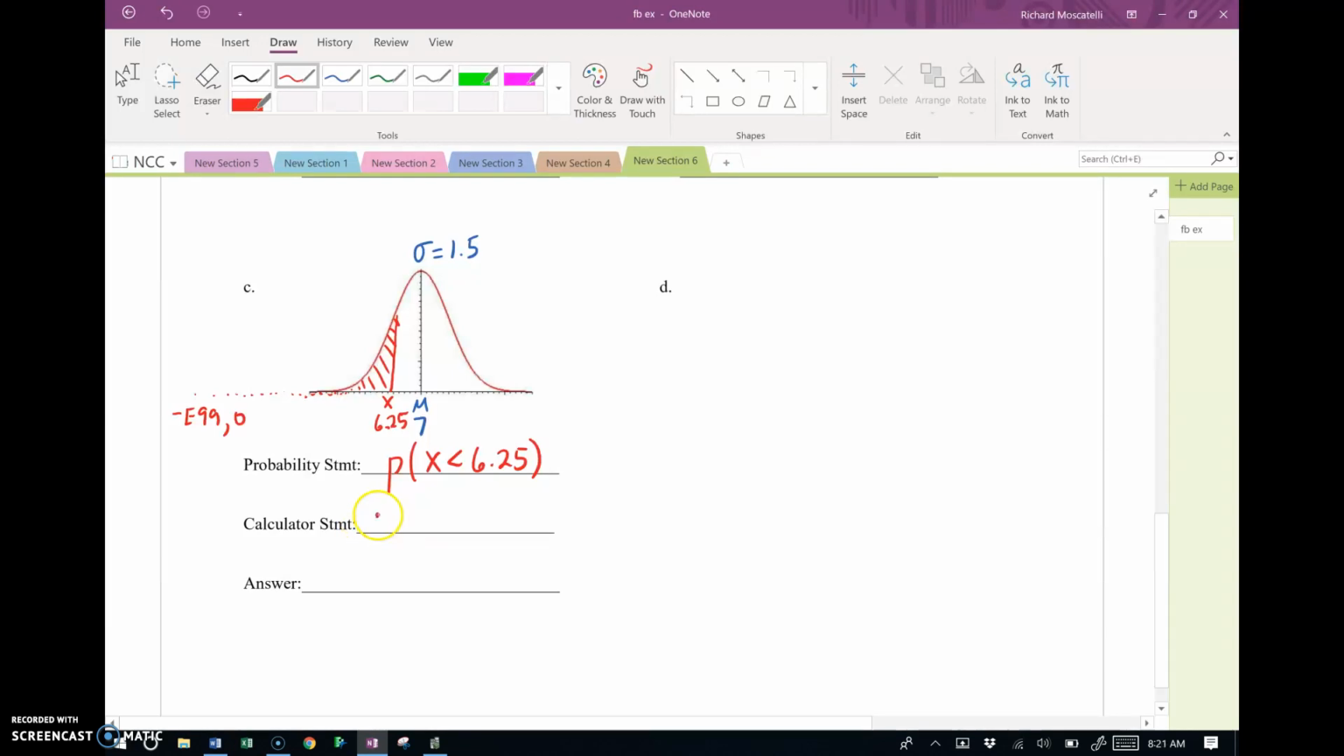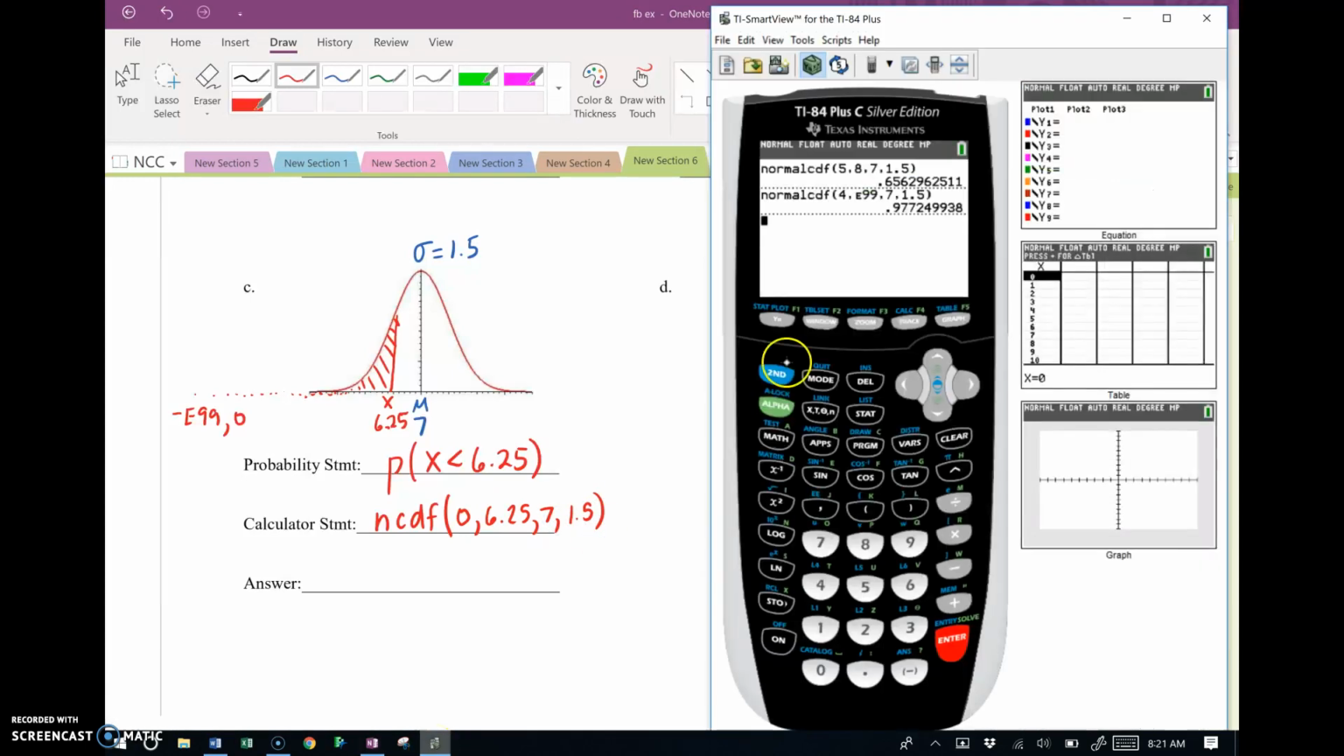So my calculator statement, normal CDF, lower bound of shade, I'm just going to use 0. If you want to use negative E99, go ahead. We'll get the same answer. Upper bound of shade, 6.25. The mean is 7. And standard deviation is 1.5. All right, so let's go to our calculator. Again, second enter. I'm just using the second enter option because it's just faster.